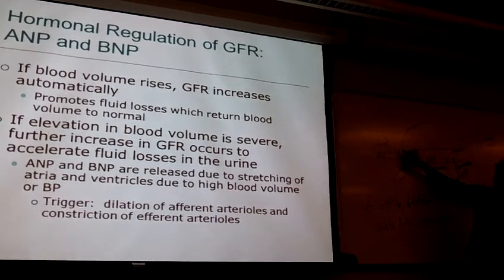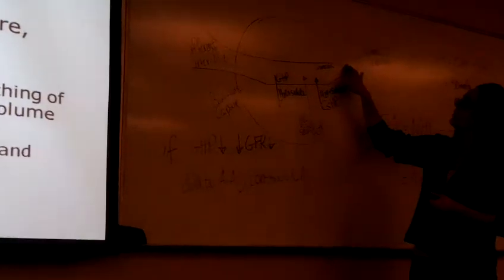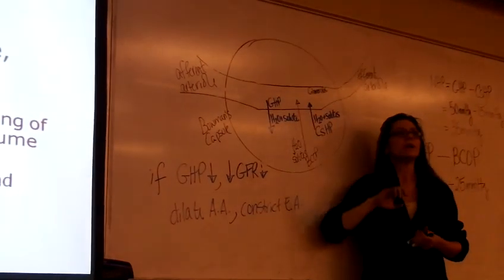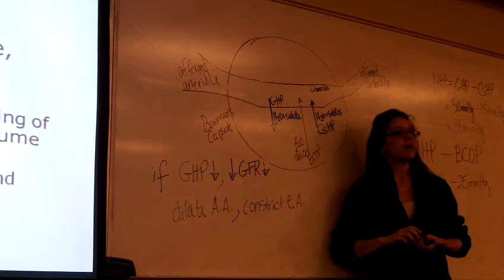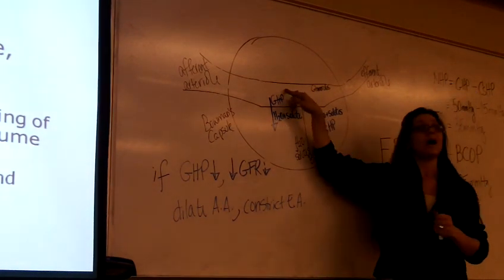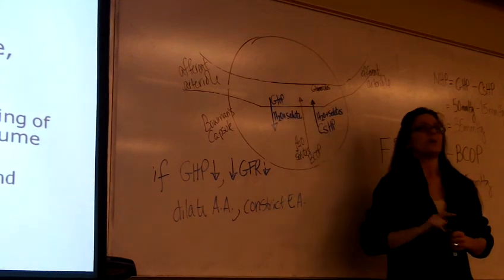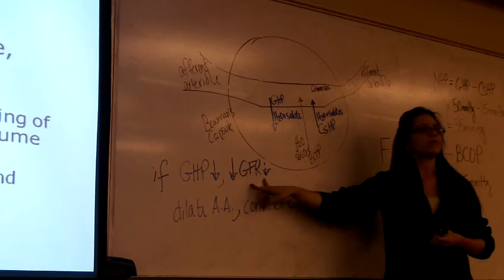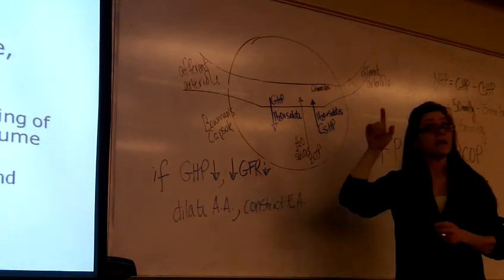If we're dilating this, constricting this, then blood's going to come in here. Now, at first, to me, that always seems counterintuitive, right? Our blood pressure is already high. Why do we want to make this even higher? If we make this higher, what are we going to do to our filtration rate? Increase it. Make it high.